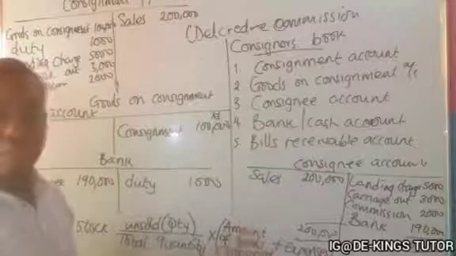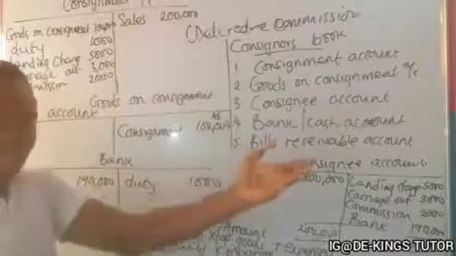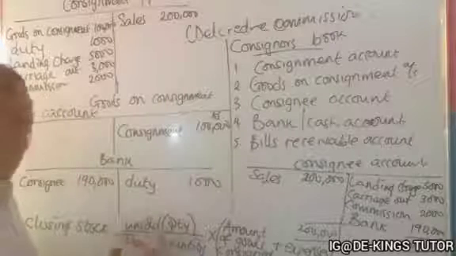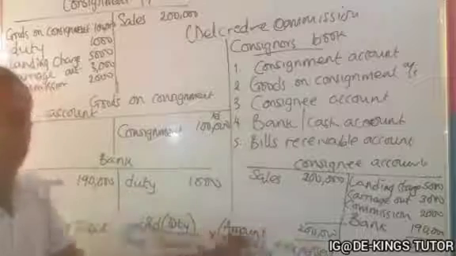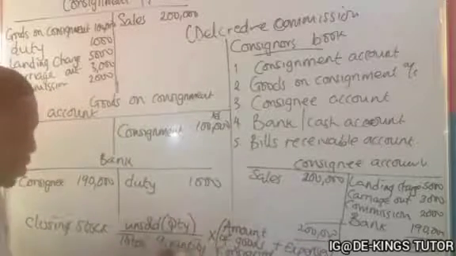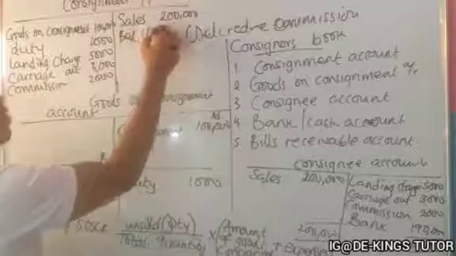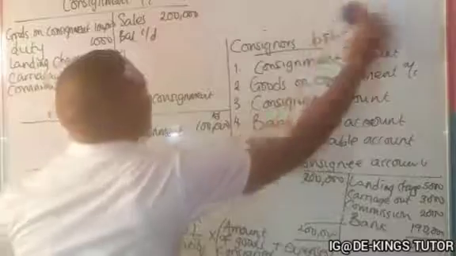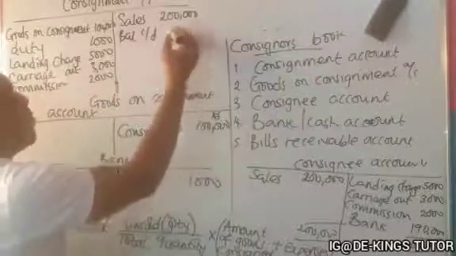The amount of goods that was sent, which is the goods on consignment. Now, unsold quantity over the total quantity times the amount of goods plus expenses. Now, the amount you have here is what will come here. You can write it as closing stock or write it as balance carried down. Then we put the amount here.